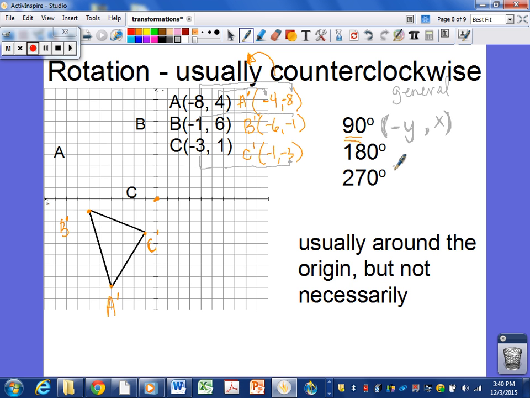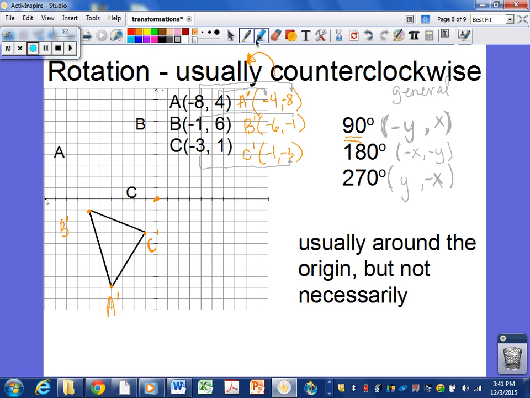Okay? It turns out something similar happens with a 270-degree rotation, which is basically a negative 90. Your x's and your y's still change places, but now your new y value is the negative of what it used to be. Okay, it's the old value that changes. And for a 180-degree rotation, as you might guess, they both just become negative.